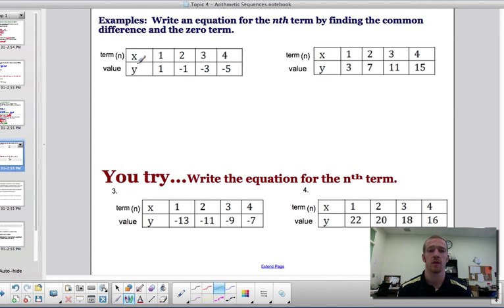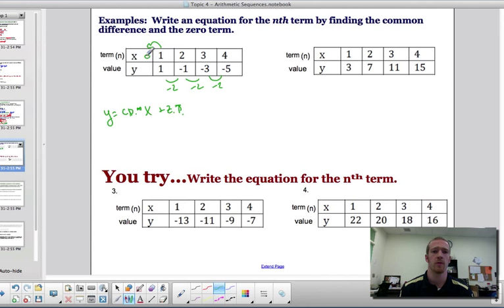Alright, so let's do this a couple times here. We got to find, first it's got to be a common difference. Is there? Yeah, we minus 2, minus 2, minus 2. Okay, so it's the same change each time, so it's an arithmetic sequence. Alright, now we continue the pattern backwards for the 0 term, because we want y equals the common difference or common change times x plus the 0 term.